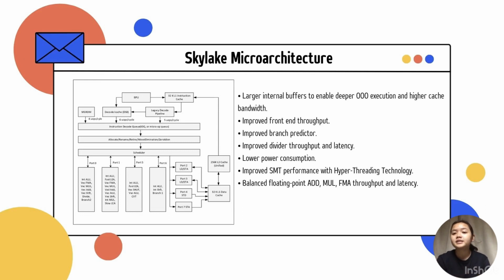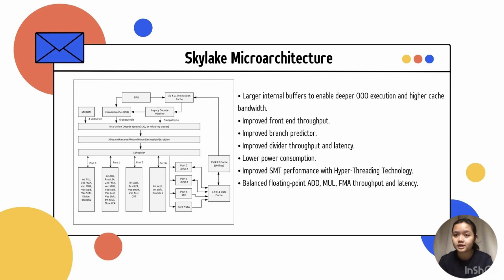For the first one, this is an amplified capacity. Skylake boasts larger internal buffers, which expand the workspace for the builder. This enables deeper out-of-order and triple execution and heightened cache bandwidth. For the second one, it is a streamlined front end. With an improved front end throughput, Skylake accelerates the initial stage of processing.